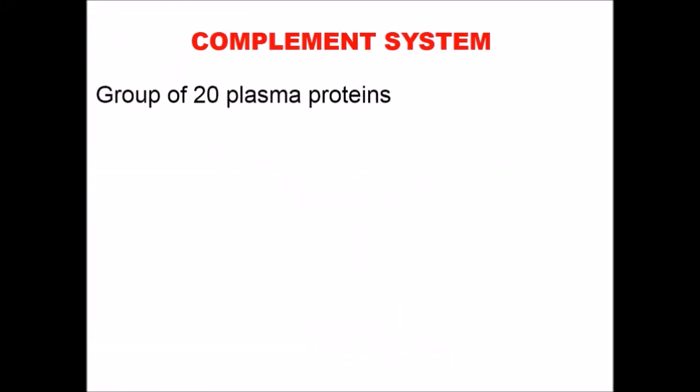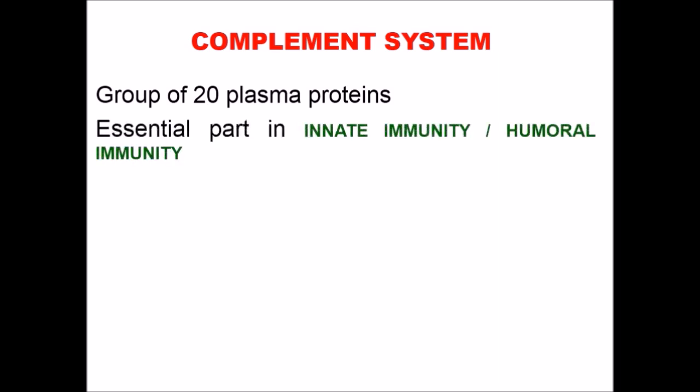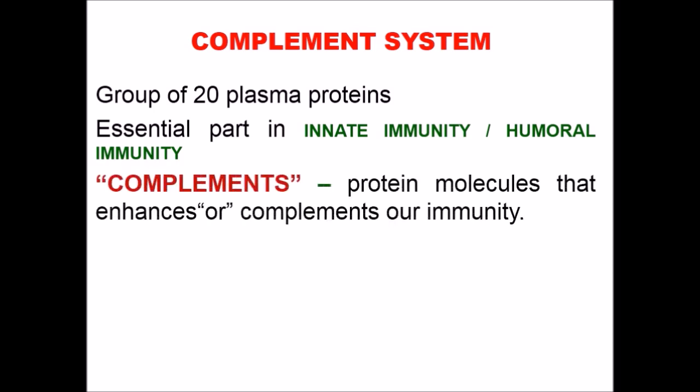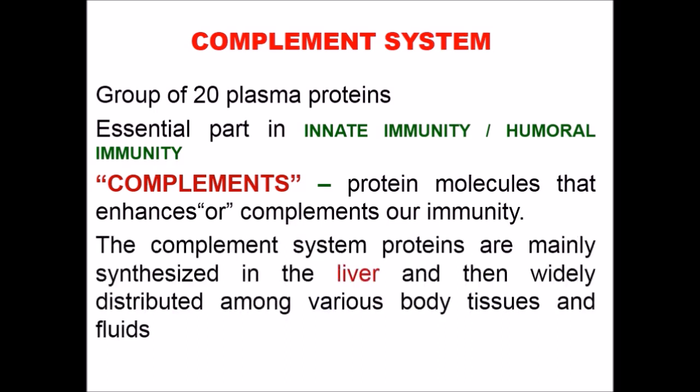Complement system is a group of 20 plasma proteins that forms an essential part in innate immunity or humoral immunity. Complements are the protein molecules that enhance or complement our immunity. The complement system proteins are mainly synthesized in the liver and then widely distributed among various body tissues and fluids.